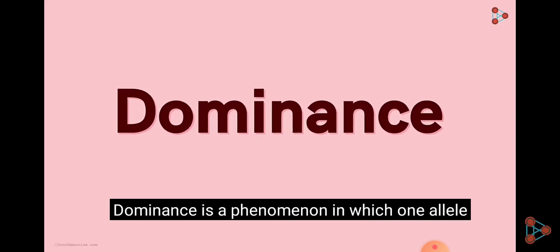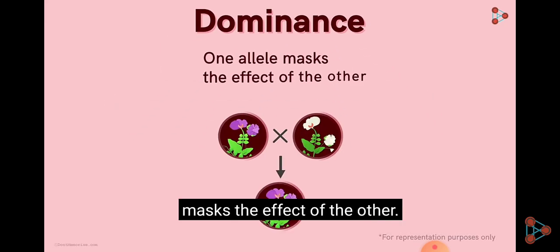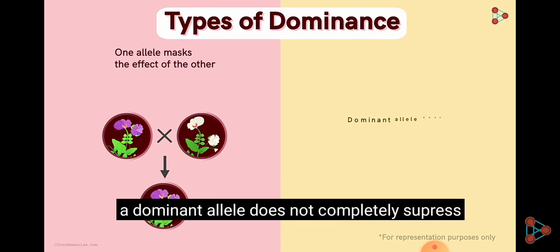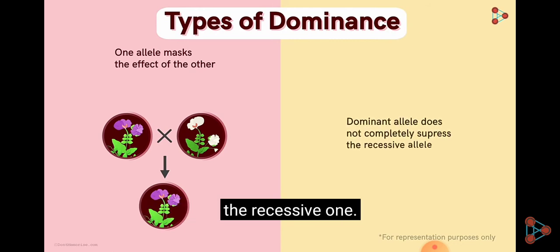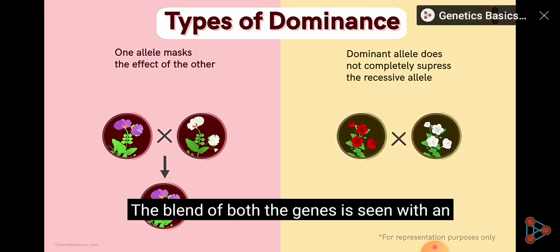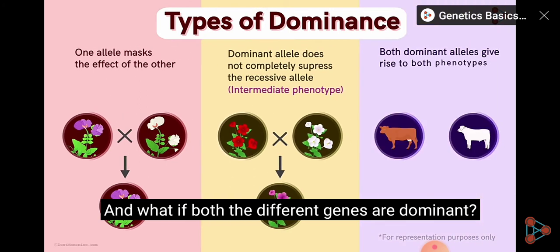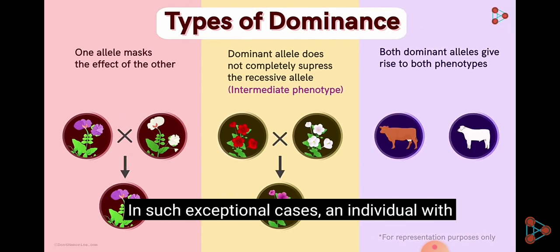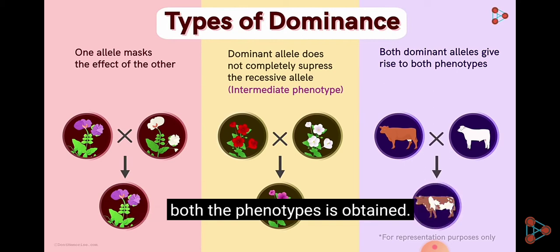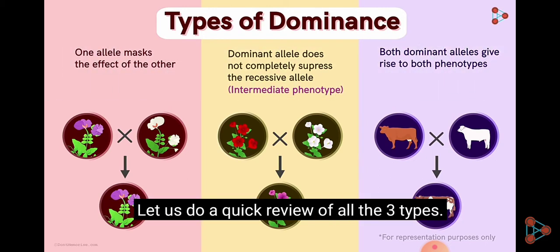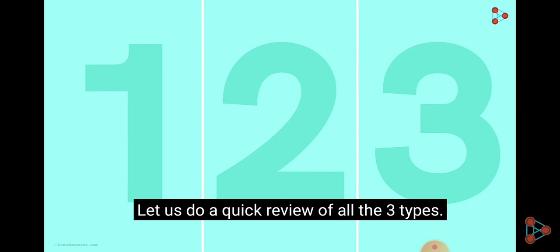Dominance is a phenomenon in which one allele masks the effect of the other. That's how we understand it. But we've also learned that in some cases, a dominant allele does not completely suppress the recessive one. A blend of both the genes is seen with an intermediate phenotype. And what if both the different genes are dominant? In such exceptional cases, an individual with both phenotypes is obtained. We have learned all three types of dominance so far. Let's do a quick review of all three types.